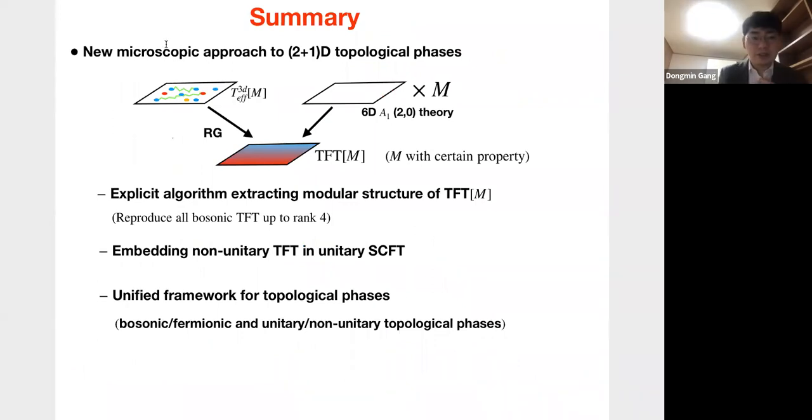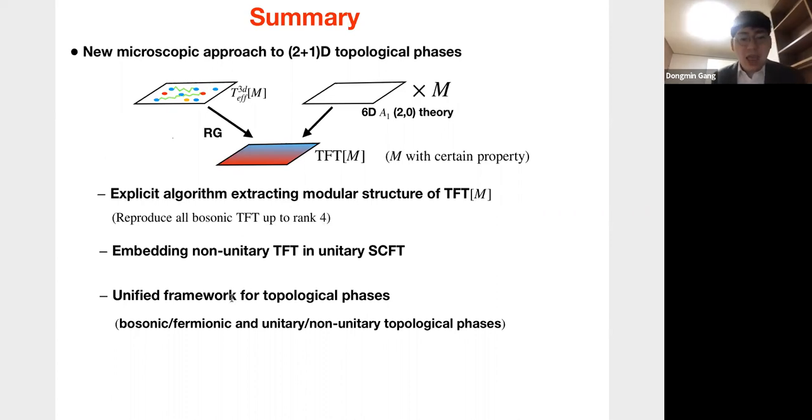Let me summarize my talk. In our work, we give a new microscopic approach to 2+1 dimensional topological phases. Our M-theory construction starts from M5-branes compactified on a three manifold. For a certain three manifold, this gives a topological field theory. We give an explicit algorithm for extracting the basic modular data of the topological phase from only the topological information of the three manifold. We can reproduce all the bosonic topological phases up to rank four, we can continue this analysis, and I believe we can reproduce all topological phases at arbitrary higher rank.